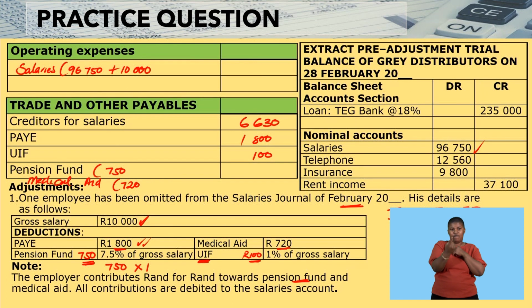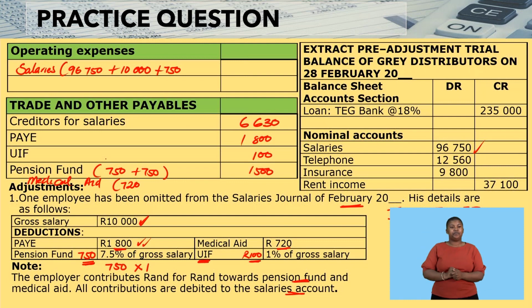I'm being told all contributions are debited to the salaries account. So I'll come in and say plus 750. Then I'll also come here on the pension fund and say plus 750. So I have 750, then I close it, and I have 1,500.